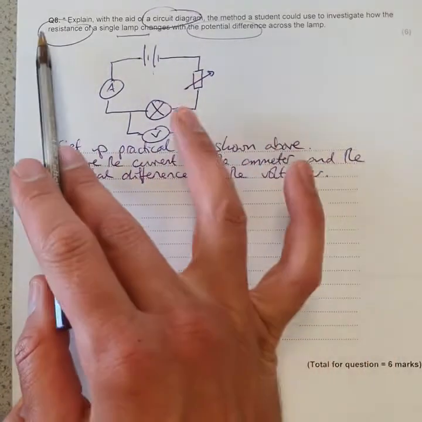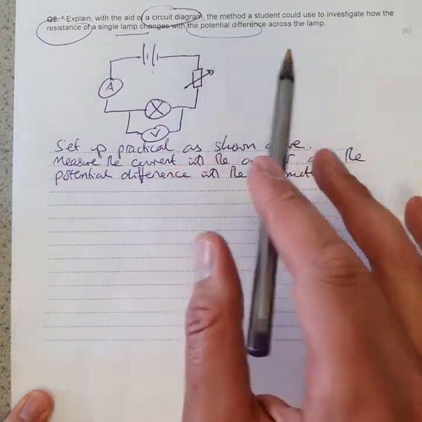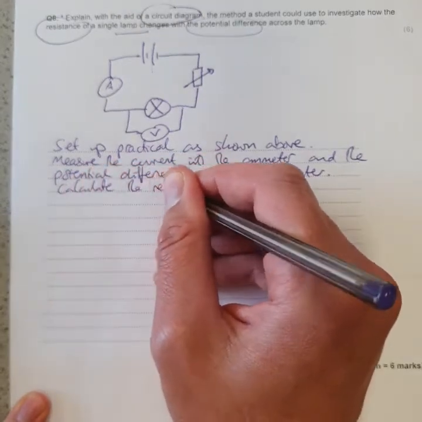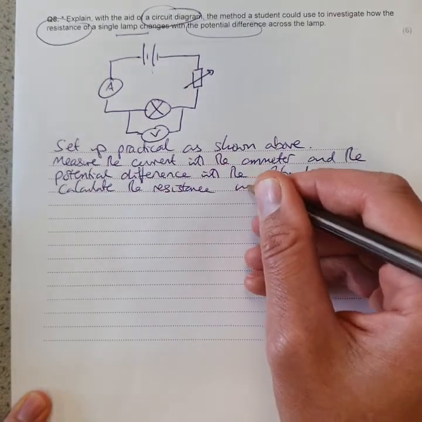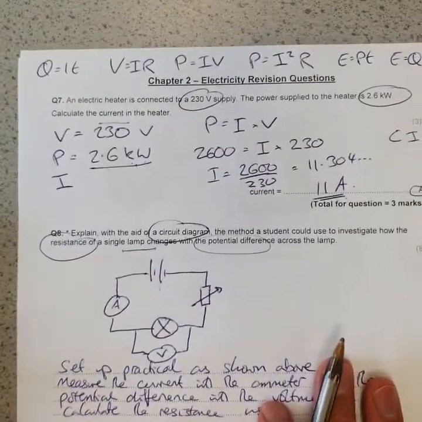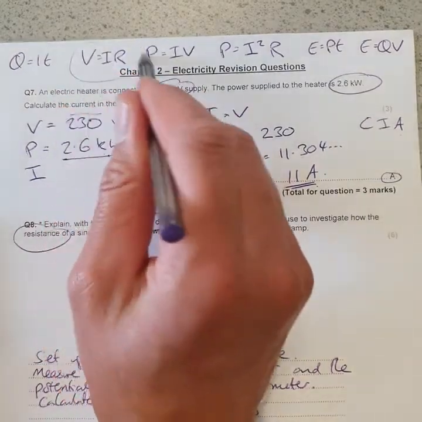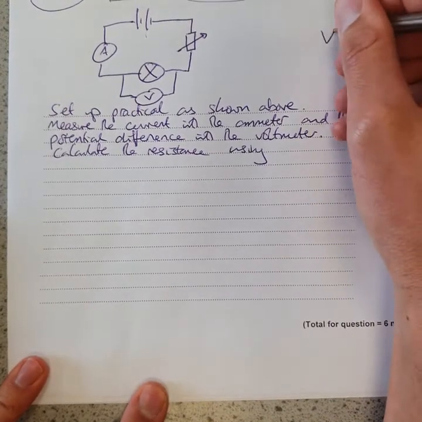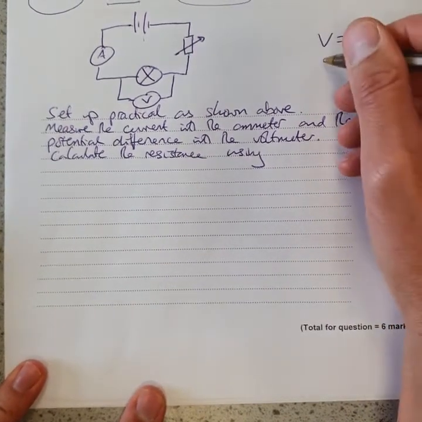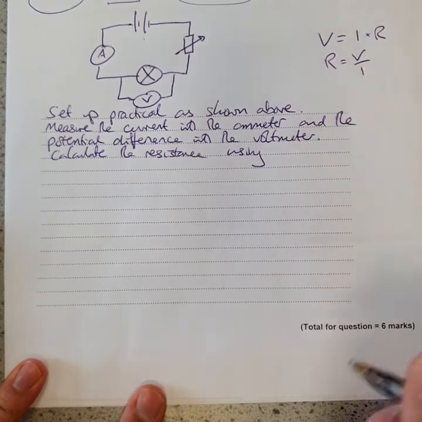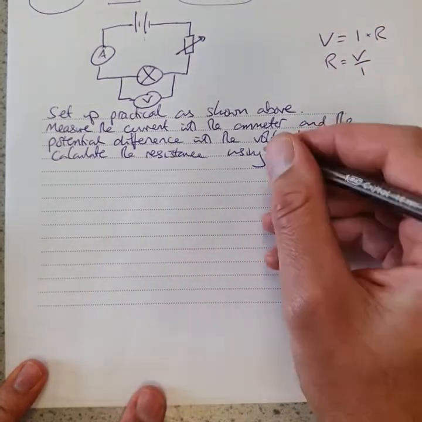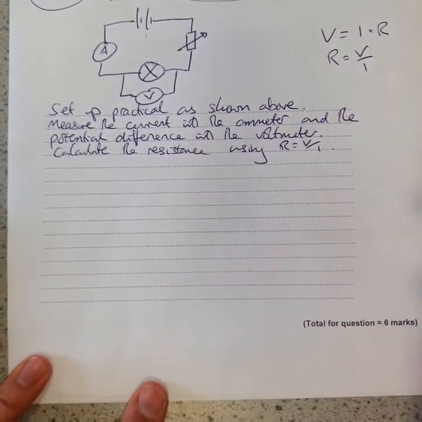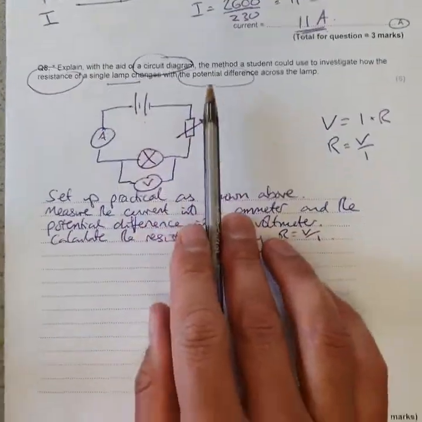But hang on a sec, we're asked to investigate how the resistance of a lamp changes with the potential difference. So we can then calculate the resistance using, now let's go back, do you remember we wrote the equation down here? We're going to use this one, voltage, current and resistance. V equals I times R, so the resistance is going to be V over I. Calculate the resistance by using R equals V over I.